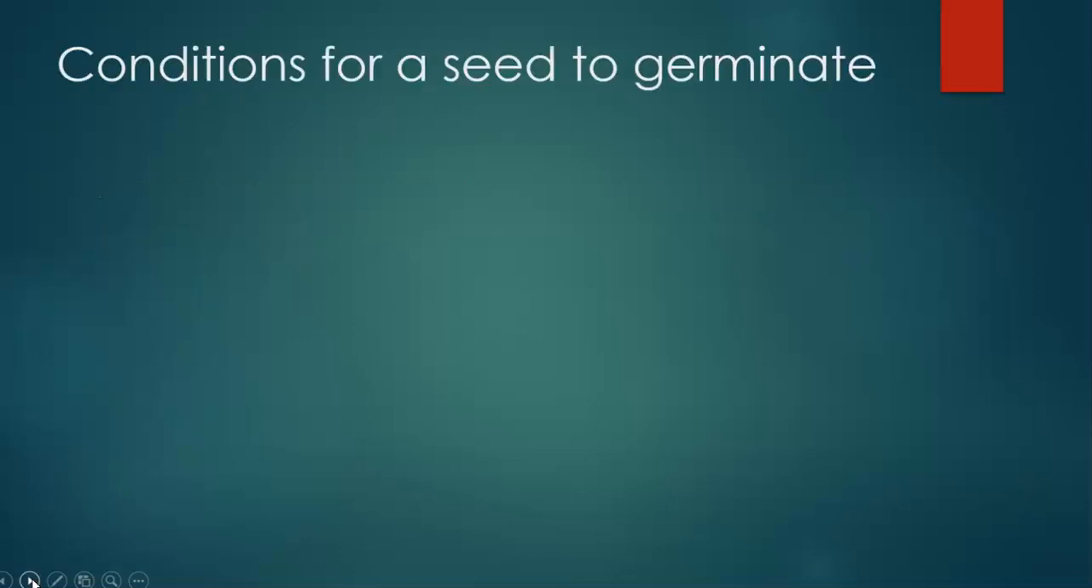Conditions for a seed to germinate. For a seed to germinate, it will need a few conditions. In this case, we have one, water, two, oxygen. I'm sure you can guess the last one. Correct, you get it right. Warmth or temperature. These three conditions are needed for a seed to germinate. Without these, a seed cannot germinate.